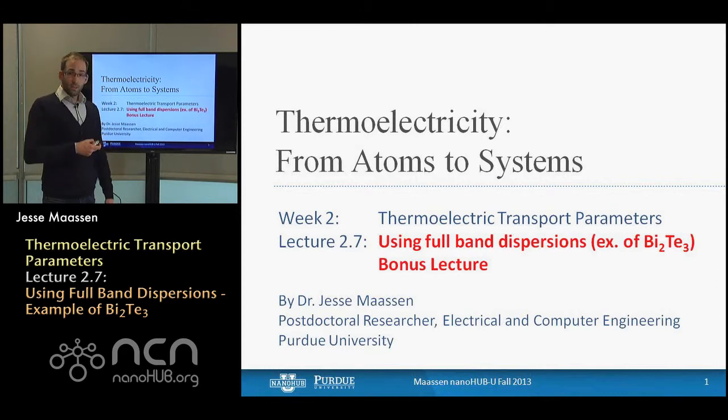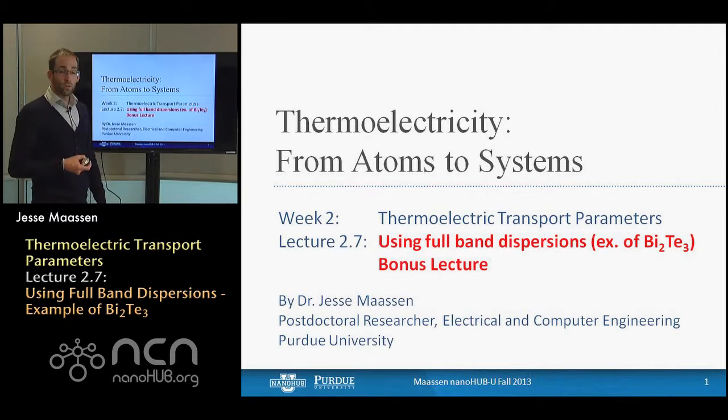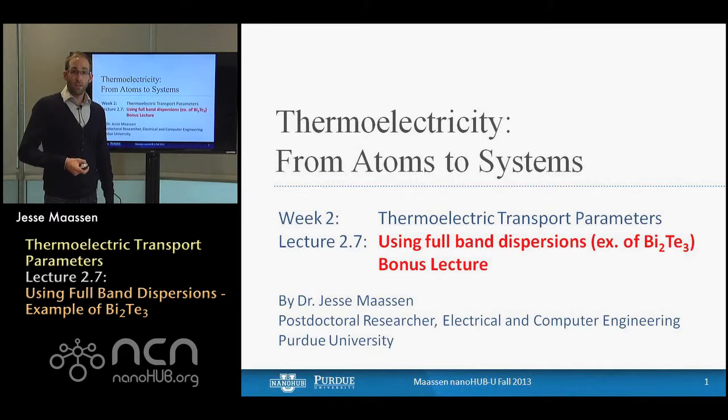During this last week, Professor Lundstrom has showed how we can compute the thermoelectric transport parameters of materials from their band structure. Now, commonly, people will use simplified analytical expressions for dispersions. However, it can be quite useful to know how to compute the TE coefficients from realistic full band dispersions. And that's really what this lecture is going to be about. In particular, we're going to focus on the example of an important thermoelectric material, bismuth telluride. So let's begin.